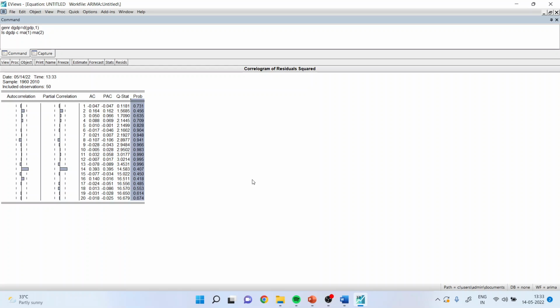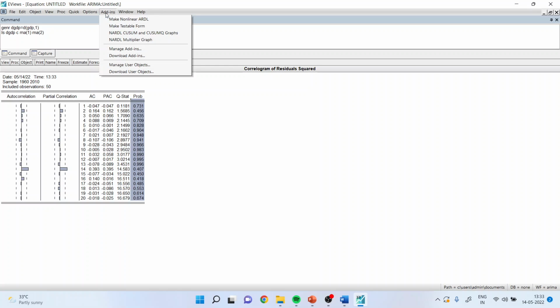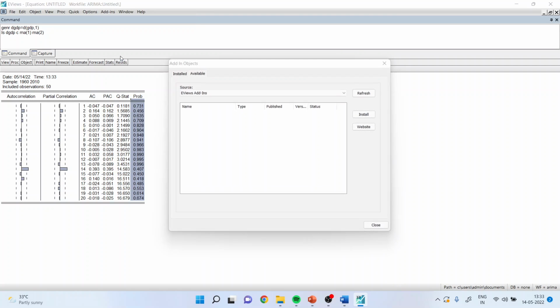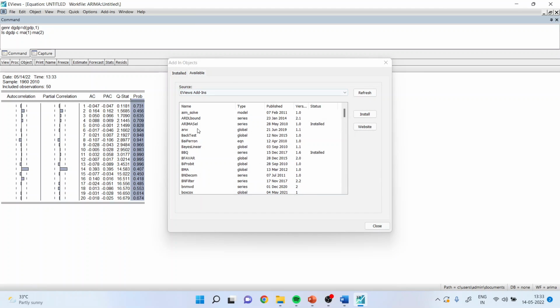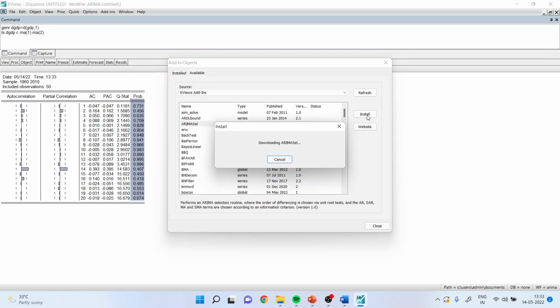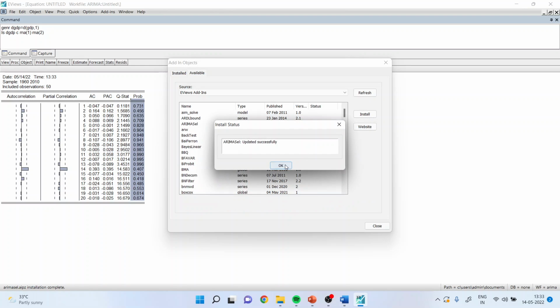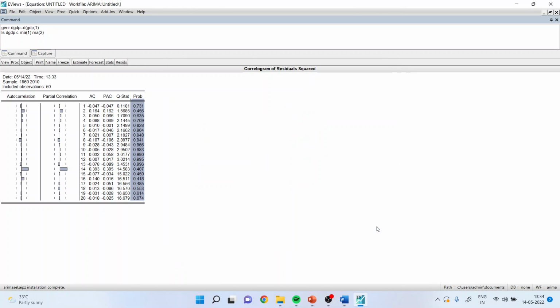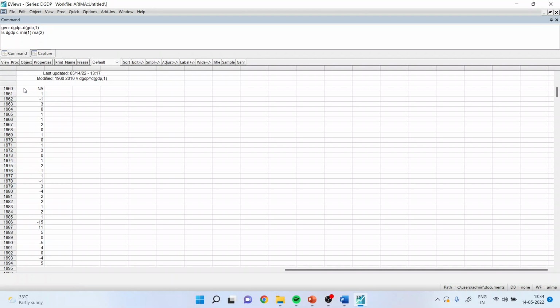Now there is another method to identify the ARIMA models, and that is you can go in add-ins and download the add-in. You can activate the ARIMA selection from here and press install. Click OK, close. Now activate again the DGDP file. Again go in add-in, automatic ARIMA selection.